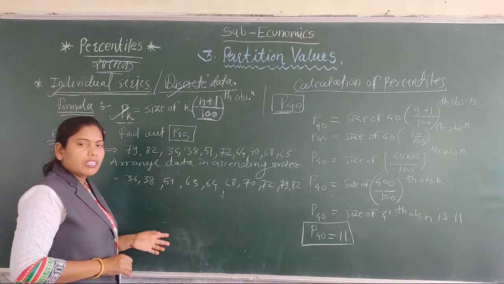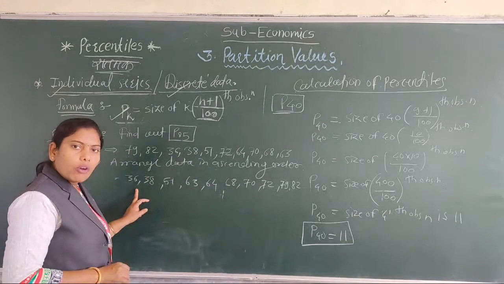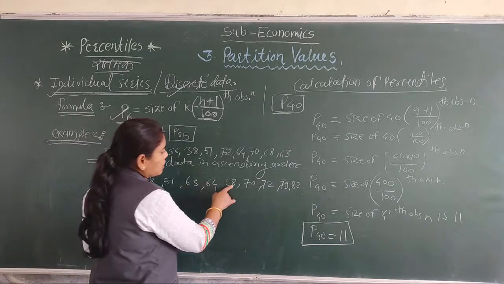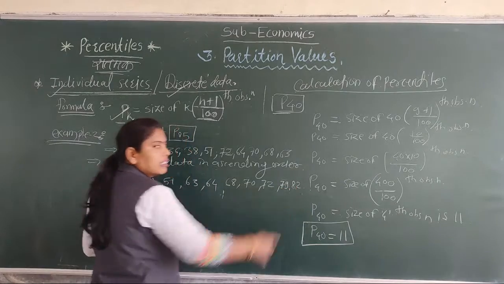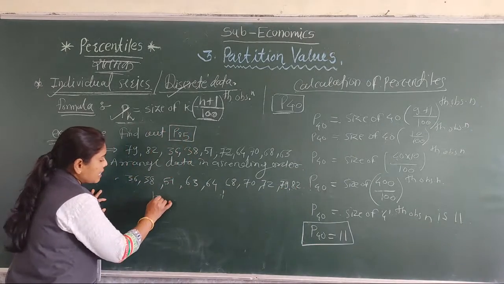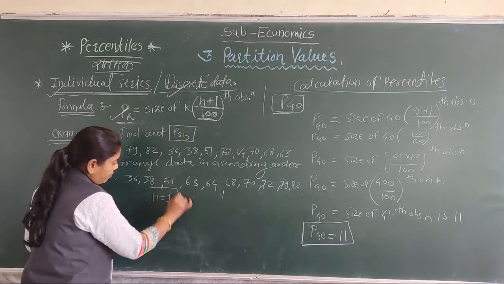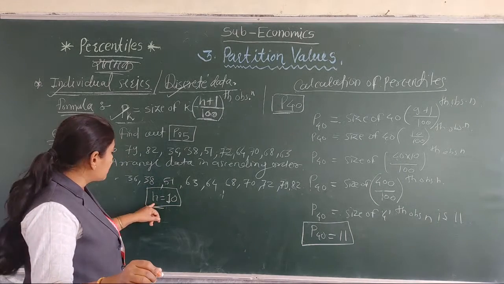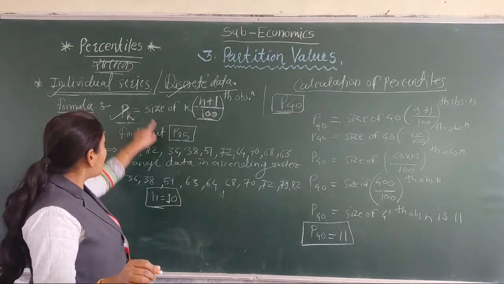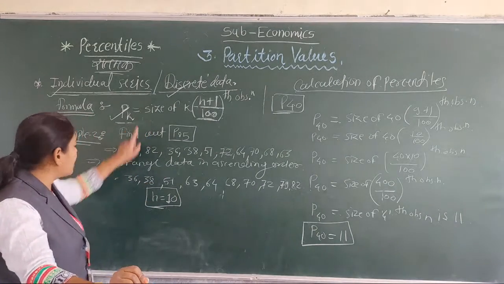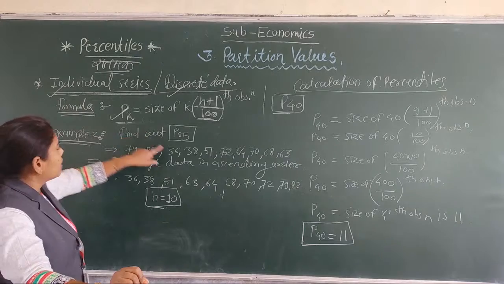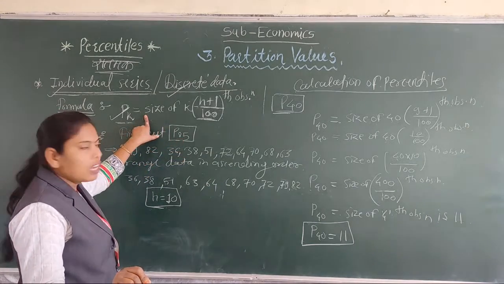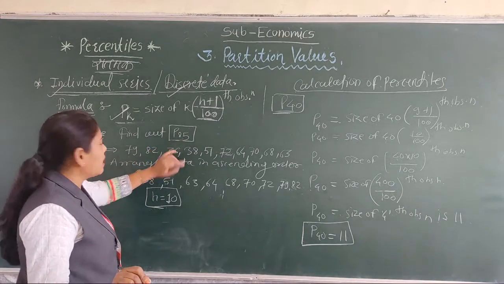Then count the total number of observations: 1, 2, 3, 4, 5, 6, 7, 8, 9 and 10. Means N, the total number of observations, is equal to 10. And then I apply this formula to calculate P85.